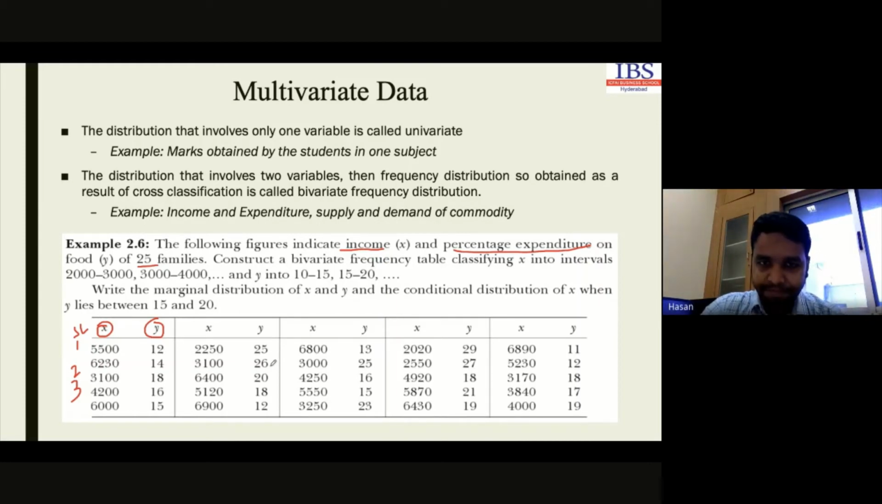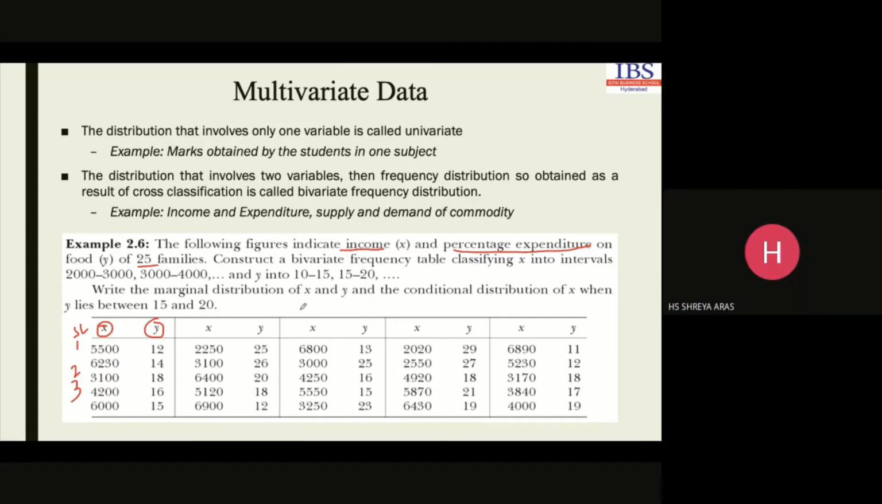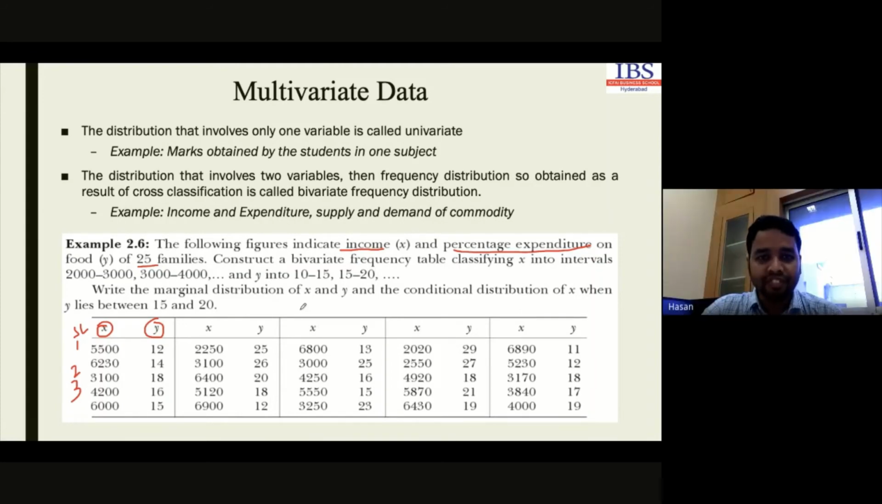Is that clear? Bivariate data is clear to you? Yes, sir. Everyone clear? Once we have more than 2 variables, then we call it multivariate data.